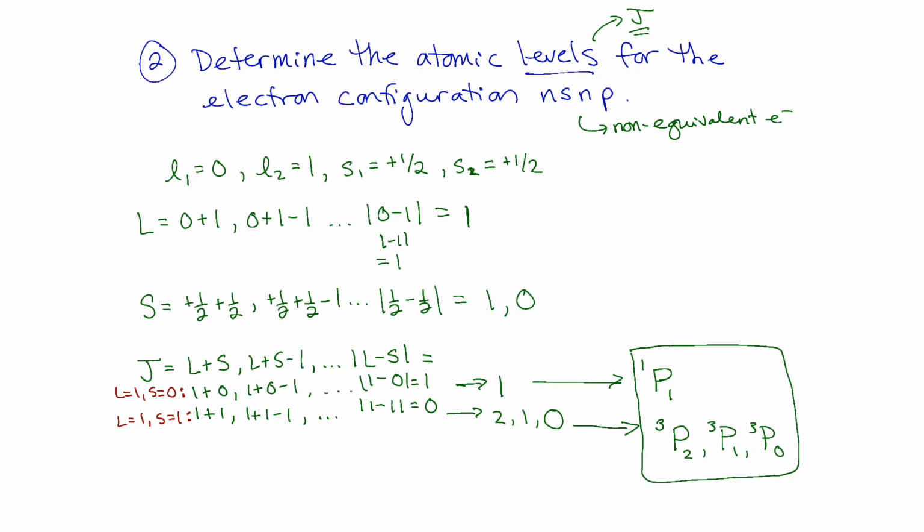So again, just take it step by step. Be careful not to go on autopilot with your series. They don't all have to end at 0, and that should get you to where you want to go in identifying your atomic levels.